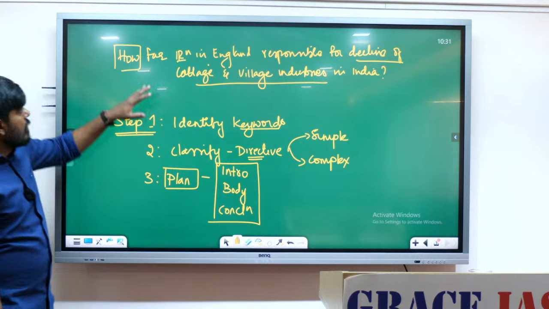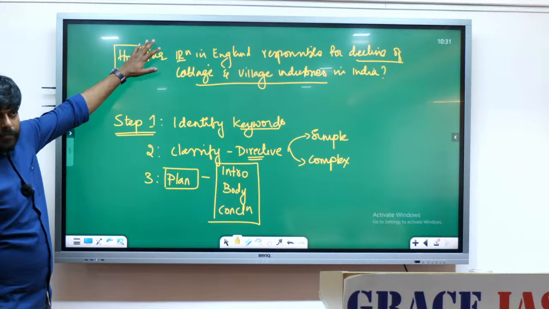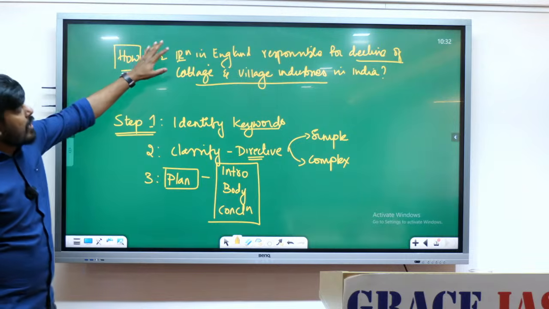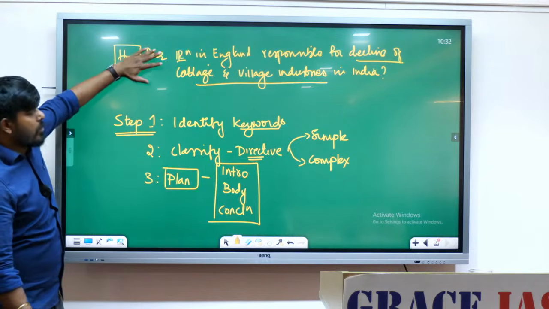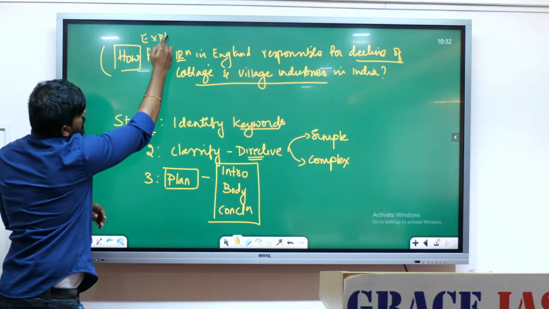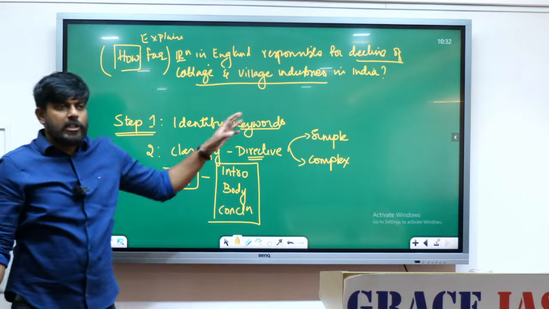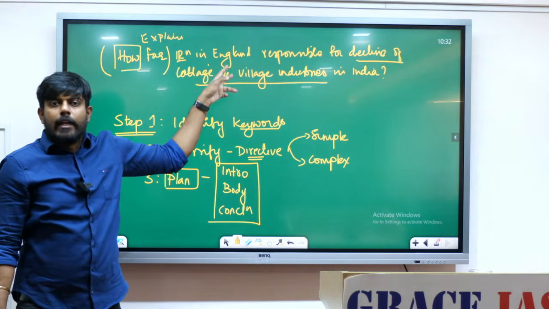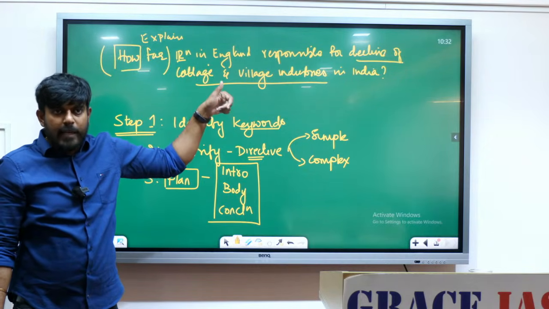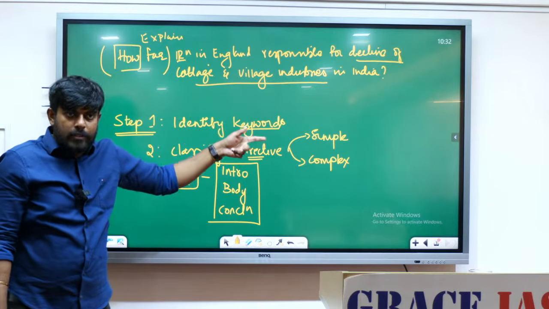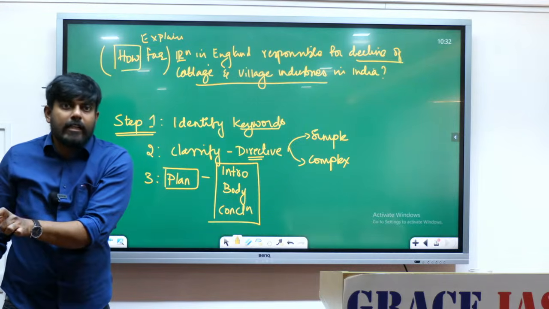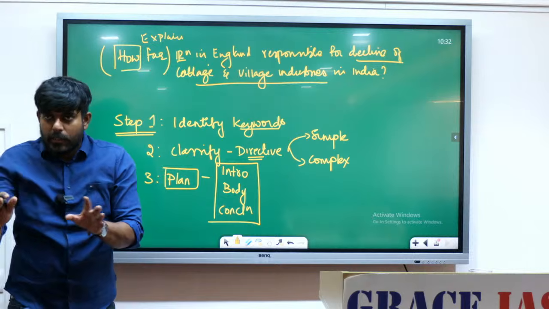So let's say the UPSC is asking, explain how industrial revolution was responsible for decline of Indian village and cottage industries. Same question. So what would be the directive here? Explain. Is it simple or complex? Simple. So you just have to write the negatives of it, how they badly impacted the Indian industries. So there would be only one part in the body.